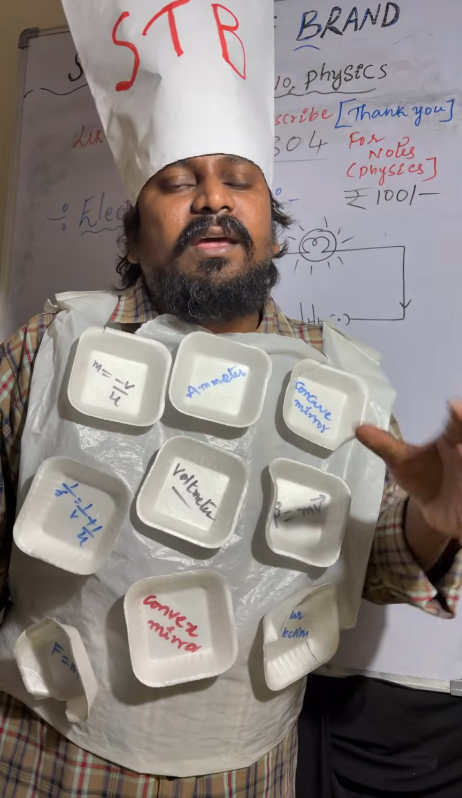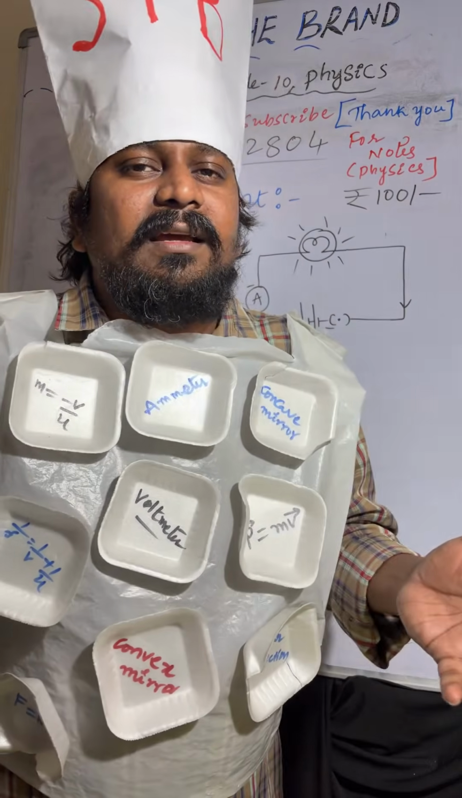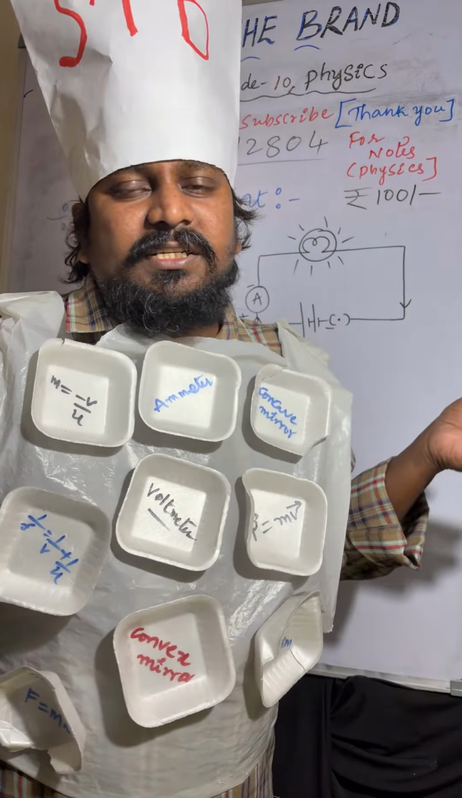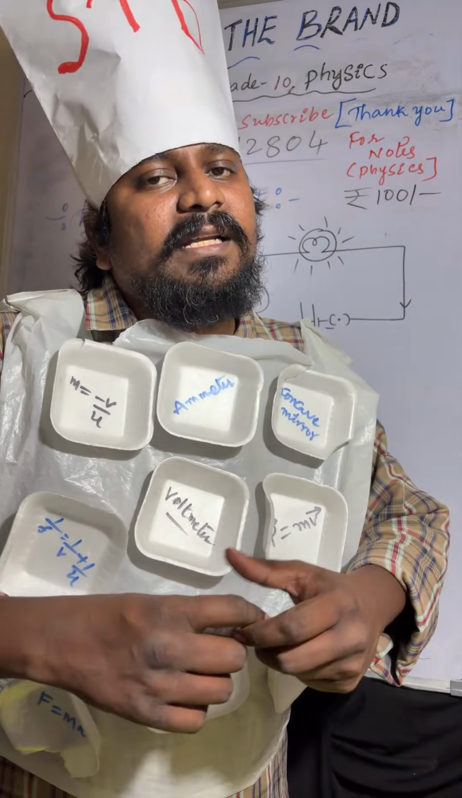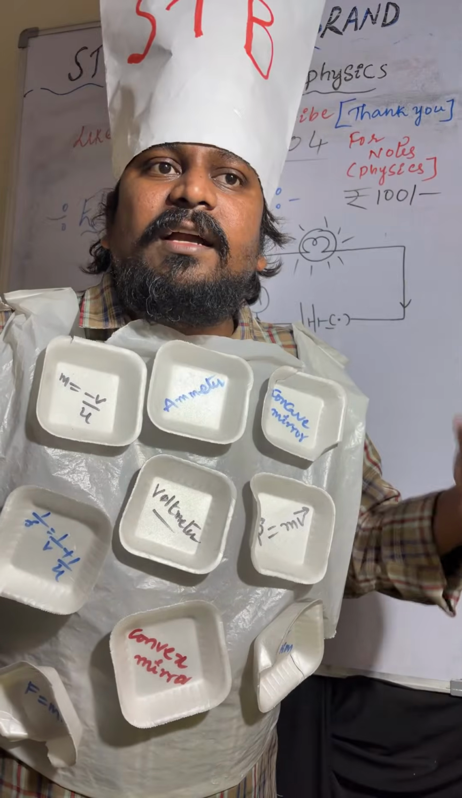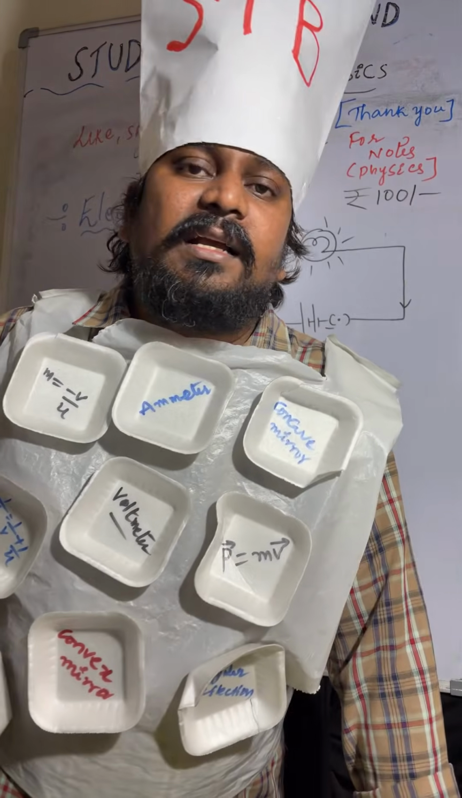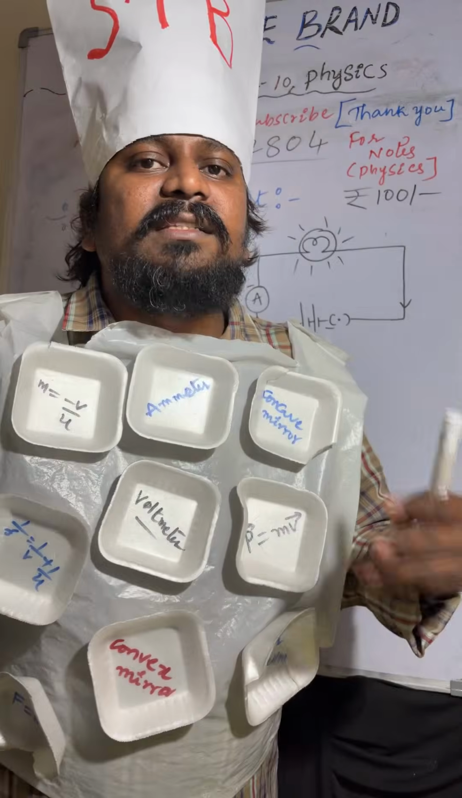Here one thing, there is current. What is electric current? Normally, the rate of flow of charge. The flow of charge through unit cross-section area per second is called electric current. Here there are two types of currents: one is conventional current, another one is electric current.